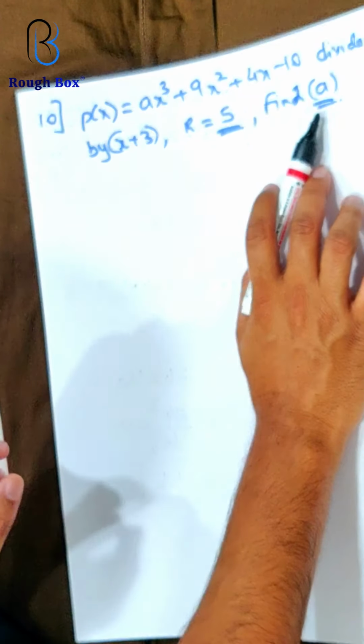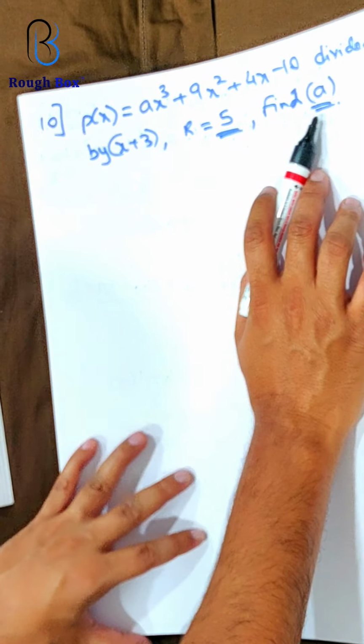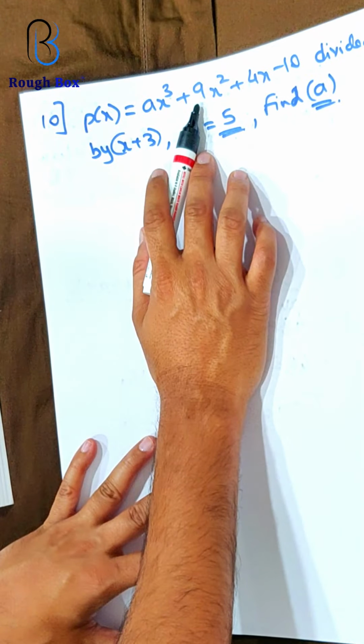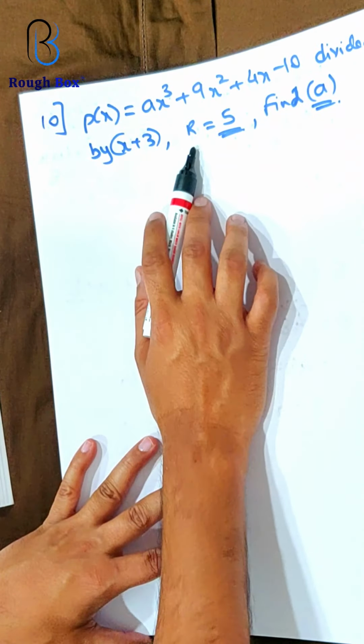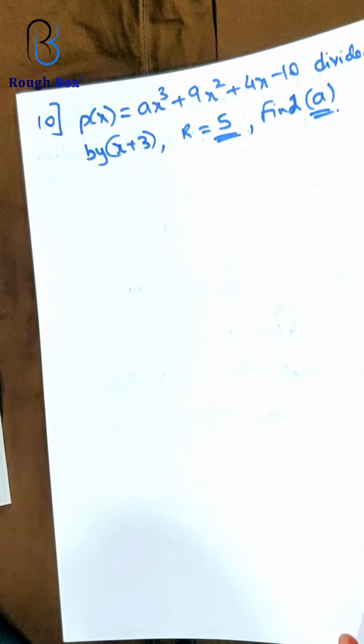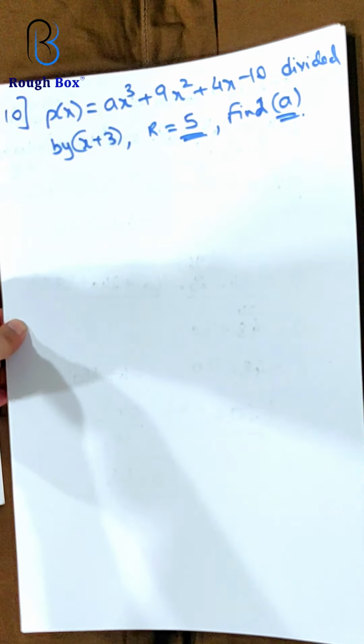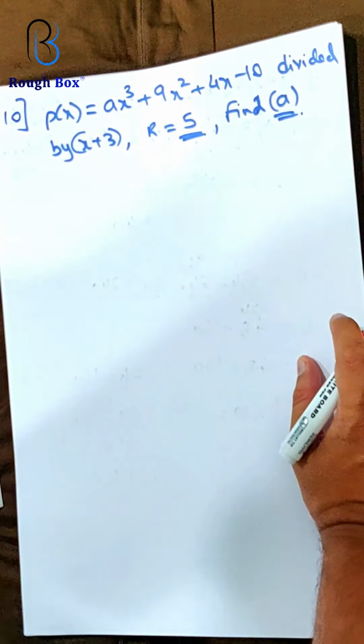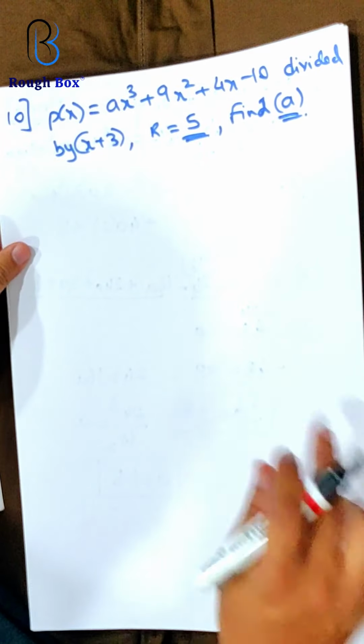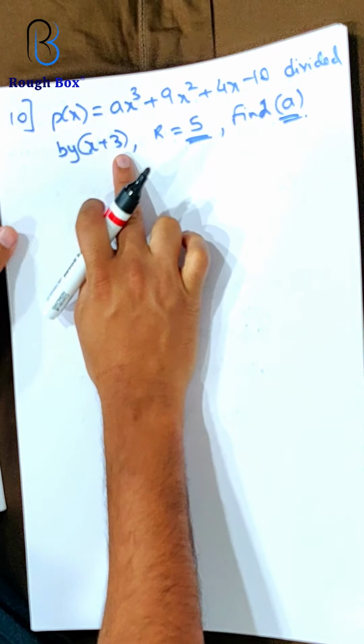Sum number 10. Come on. Similar type. Again finding one missing variable a, but this time there is a small variation. They are not saying that this is a factor. They are saying that when you divide by this, the remainder is 5. So now try it. Instead of writing the x as 0, you will write the remainder as 5. So all this is given. X will be minus 3.